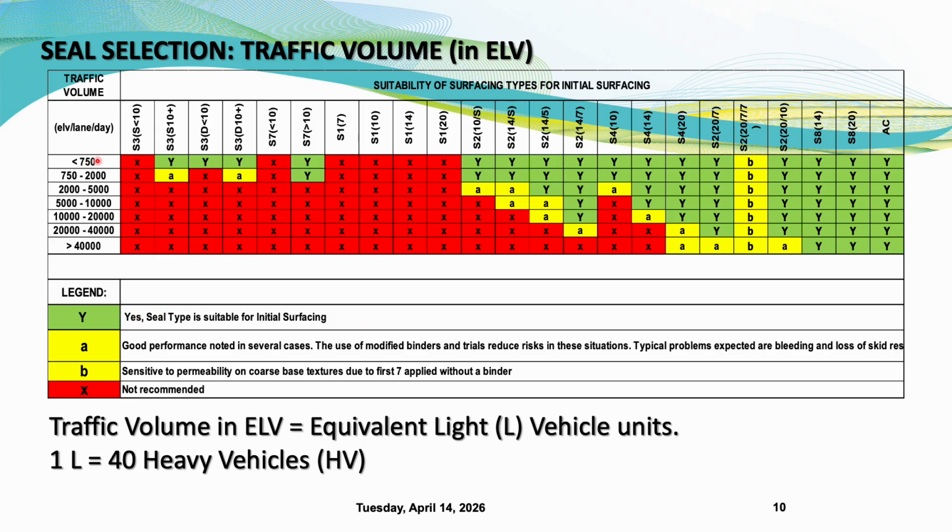So here you can see if the traffic is less than 750 and you want to do a S3 graded seal, you can do a S3. Three of them are possibilities because the traffic is low, S7, and then the double seals can be done, slurries can be done, and so forth. The yellow is in between. Yellow is sort of good performance noted in several cases. Modified binders and trials reduce the risk in these situations. The typical problems expected are bleeding and loss of skid resistance. This is the yellow areas here.